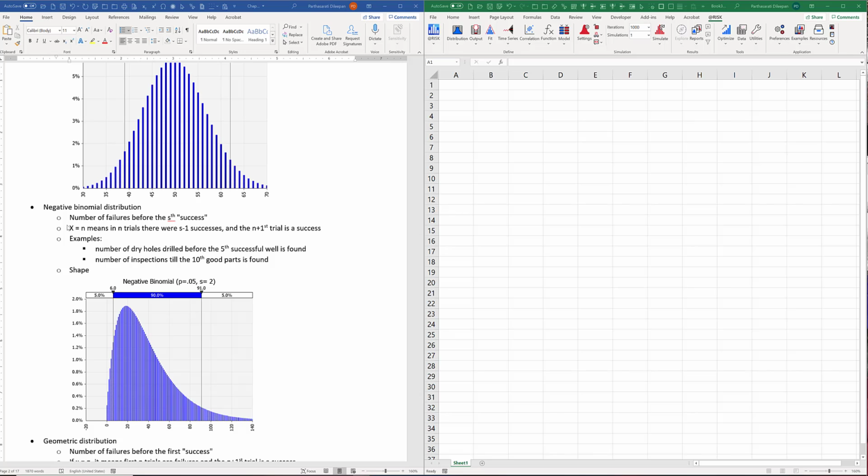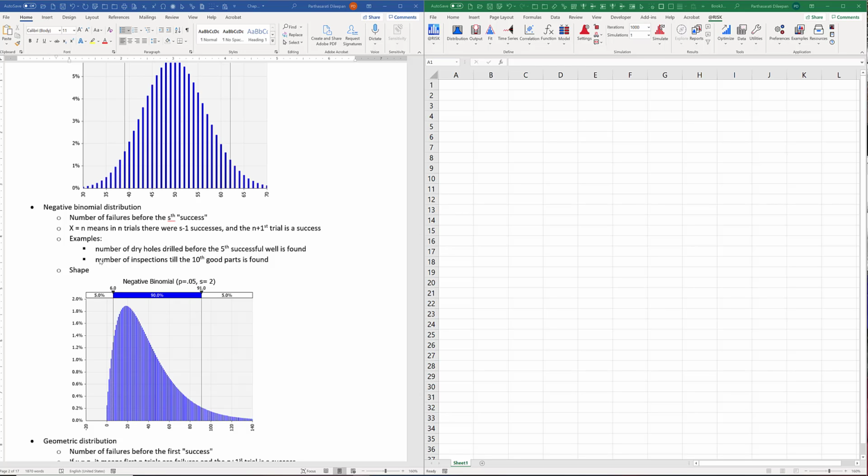Here the random variable is the number of failures before a given number of successes. Say you want to find 10 successes, then how many failures will we have before we get to the desired number of successes? So here x equal to n means there are n trials, we have had s minus 1 successes, and then the n plus 1 trial is a success. So that's your negative binomial.